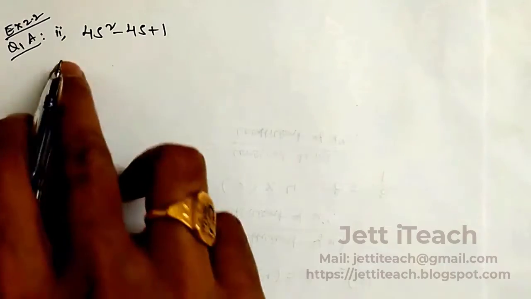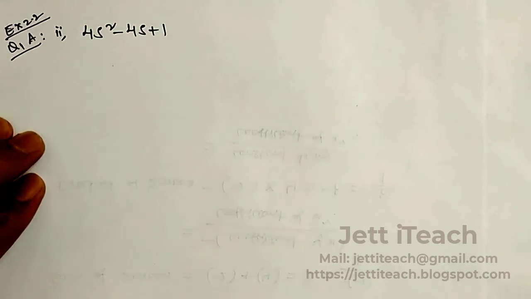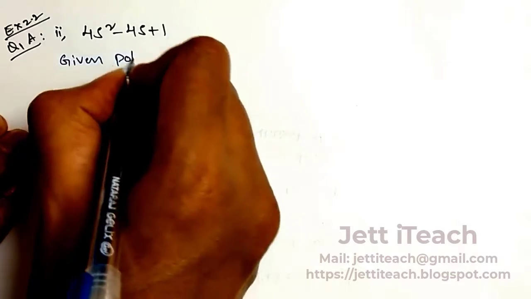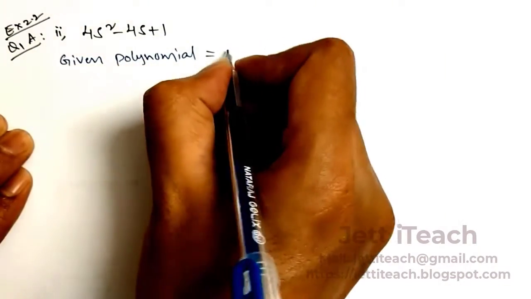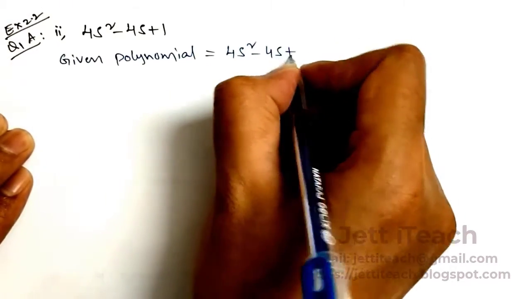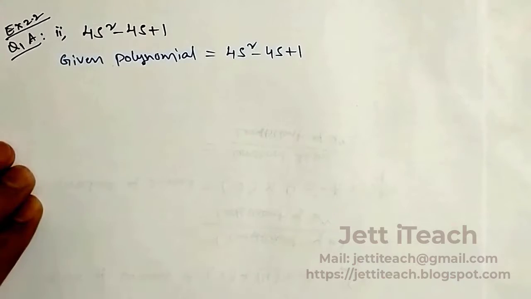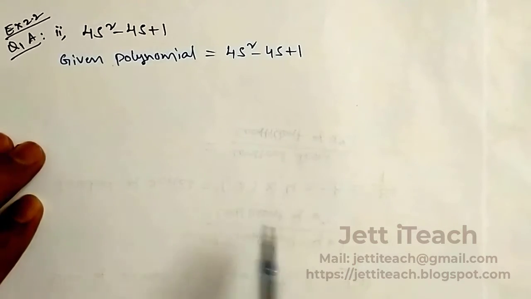Second one: 4s square minus 4s plus 1. I will write the given polynomial. To find the zeros of the polynomial, you can assume the value of this polynomial is 0.